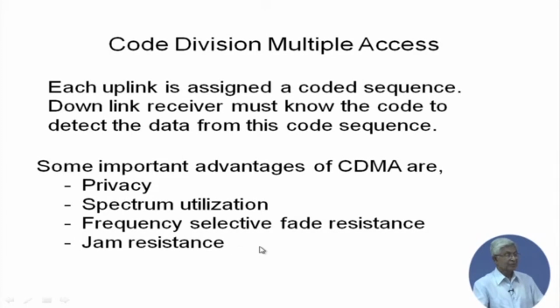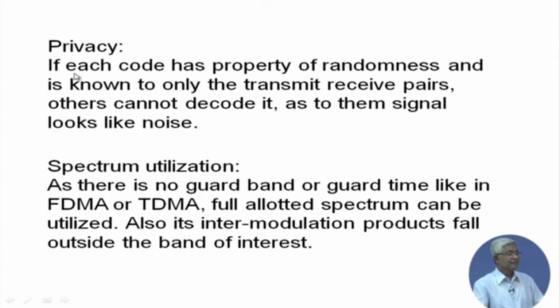Let us just quickly go through each of them. There is privacy. Each code has the property of randomness within the code period, and that is known only to the transmit receive pair, so others cannot decode it, as to them this signal will look like noise. The same thing is true for this transmit receive pair with respect to another transmit receive pair. So it is quite private, but it should have a randomness property, and it should be known to this pair.